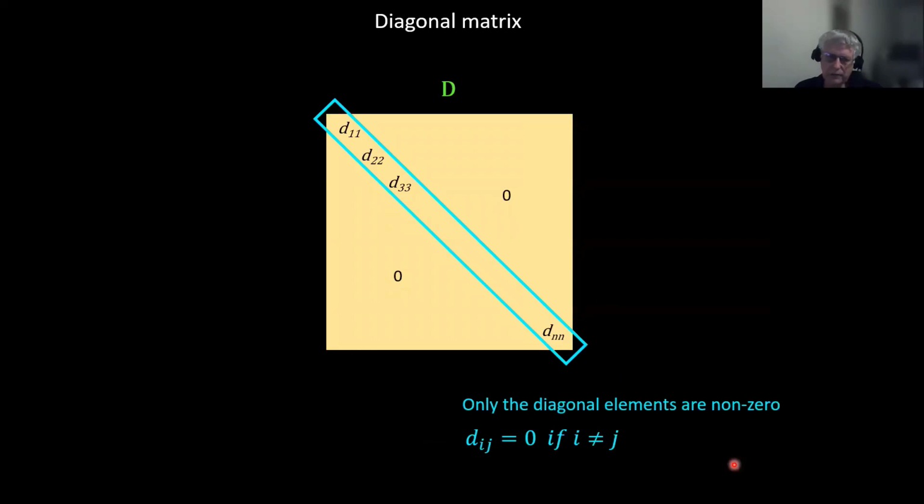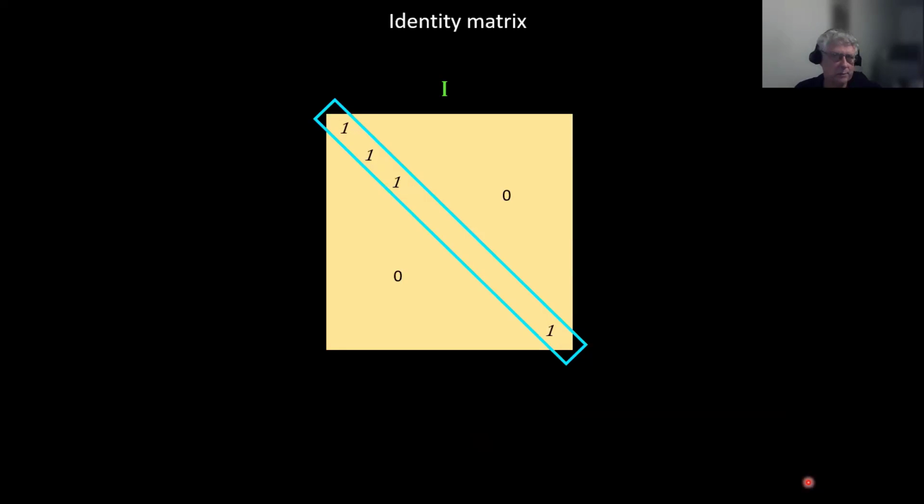A diagonal matrix, as the name implies, has 0 off-diagonal elements and diagonal elements which may or may not be non-zero. But only the diagonal elements are allowed to be non-zero. A special diagonal matrix is the identity matrix. That has zeros for the off-diagonal elements, and the diagonal elements are all 1.